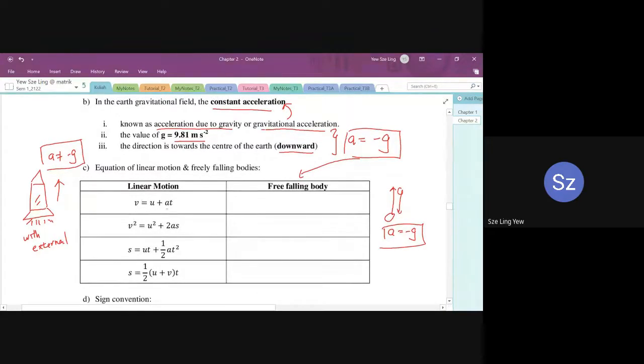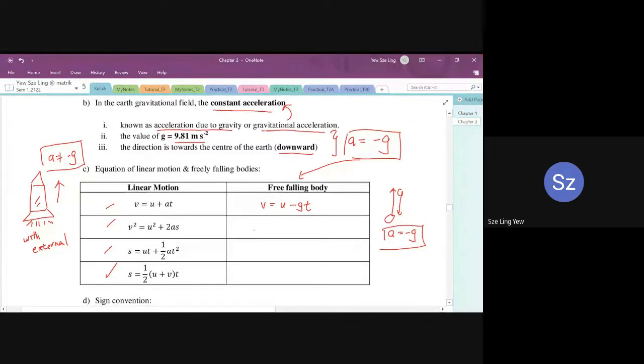So for linear motion in general, we use the four equations that we derived just now: v equals u plus at, v squared equals u squared plus 2as, s equals ut plus 1 over 2 at squared, s equals half bracket u plus v times t. For a free falling body, you can rewrite the equations, v equals u, now a you sub as negative g, so minus gt. Now, most of the time, I don't encourage my students to use this set of free falling body equations. I always encourage them to just memorize these four to make your life easier. You don't have to memorize that many equations.